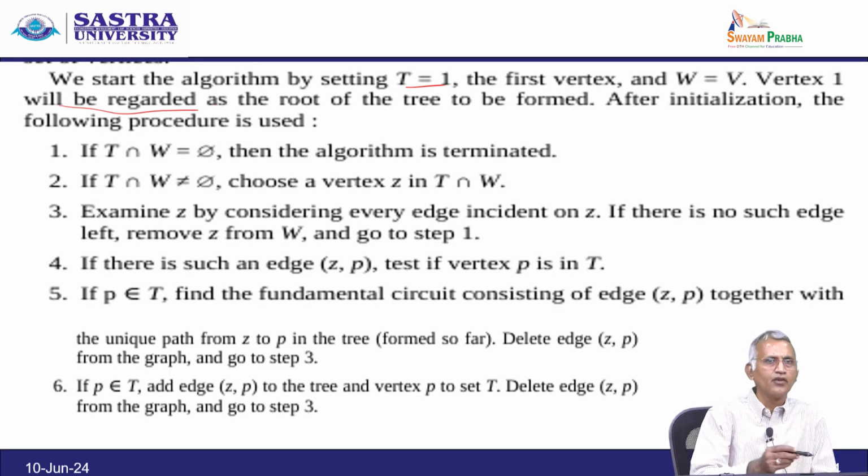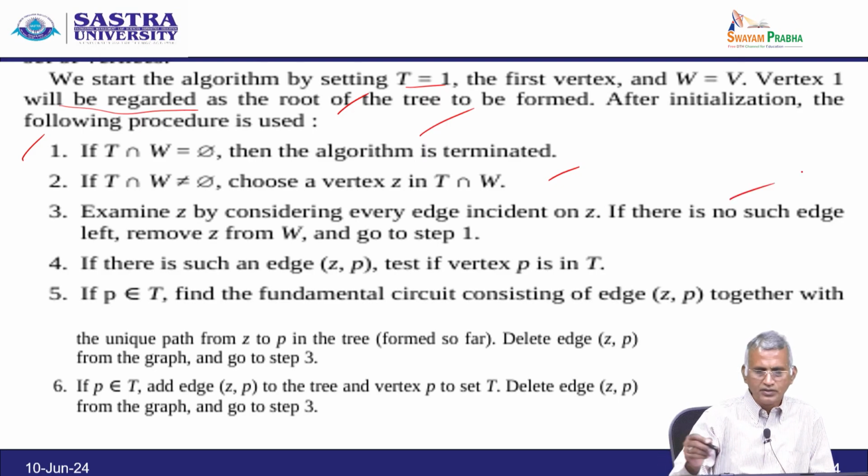After initializing, the following procedure is used. Number 1: take T and W; if their intersection is empty, the algorithm is terminated. If T intersection W is not empty, choose a vertex Z in T intersection W. Then examine Z by considering every edge incident on Z.